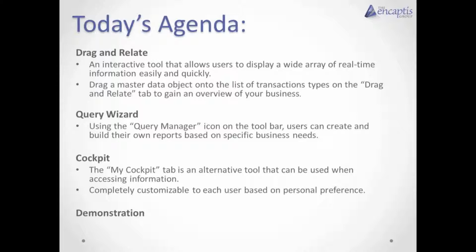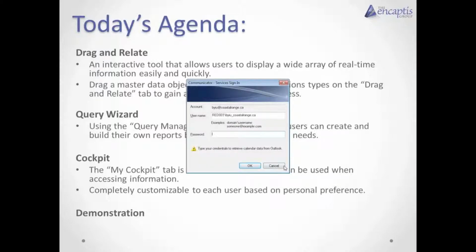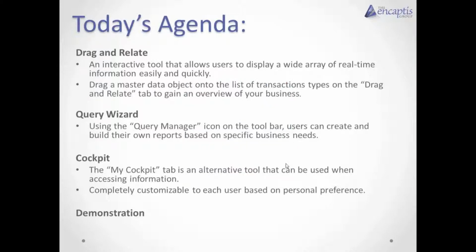The first one that we're going to go through today is the drag and relate function within SAP Business One. The drag and relate function is an interactive tool that allows users to display real-time information, and as you'll see in the demonstration, it's quite an easy tool to use. It's as simple as dragging any master data object onto the list of transactions on the drag and relate tab over to the left.